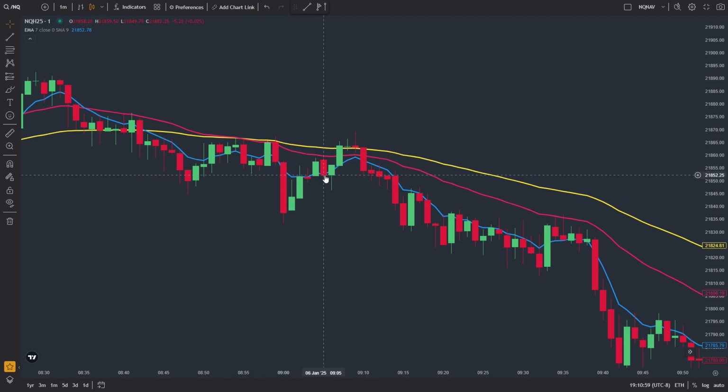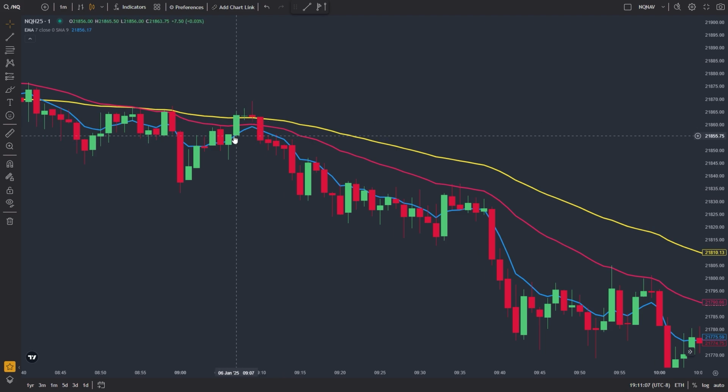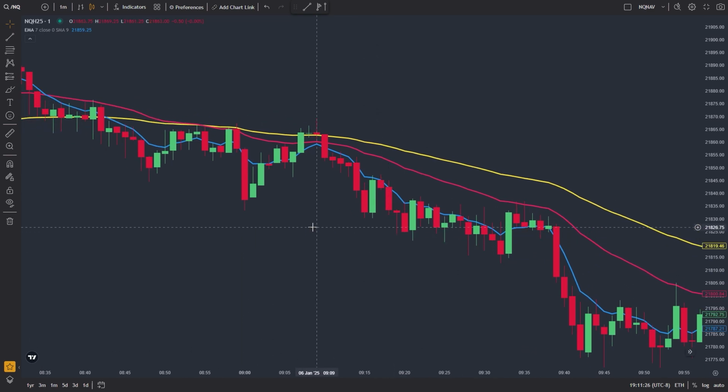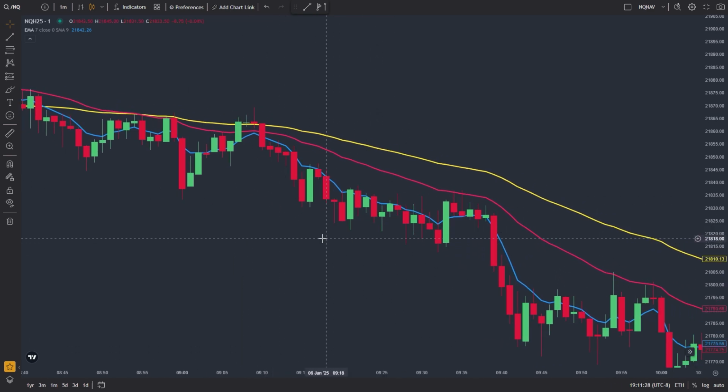Decent pullback. Take the entry at 852. Put the stop at 842. It didn't hit it. Came back for a loss. Next trade. Decent pullback. Back out again. 853. Put the stop at 863. It hit the 10-point target. Next one. Pullback. Closed below the 7 EMA. Hit the 10-point target. I don't have to explain myself. It continued going down on the same day, January 6th.